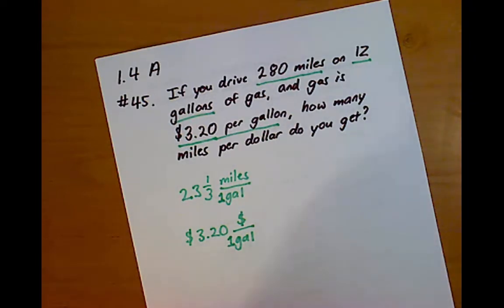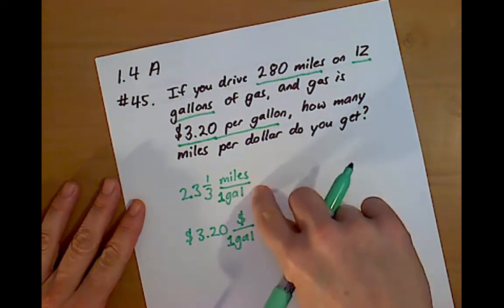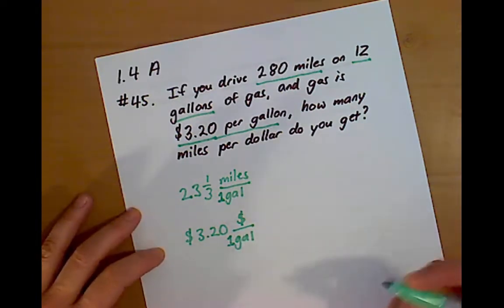Let me show you a real quick trick that can help you figure out whether you're supposed to multiply or divide at this point, okay? We're going to use our units here, miles per gallon and dollars per gallon. Let's say I don't know if I'm supposed to multiply or divide. Let me try and see.